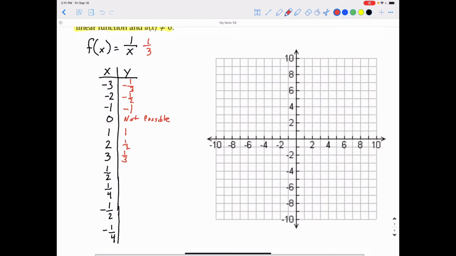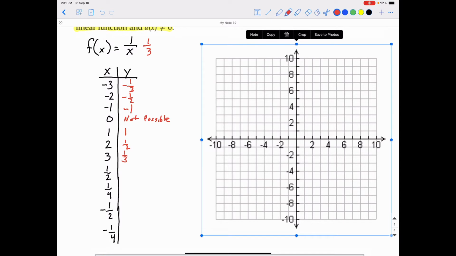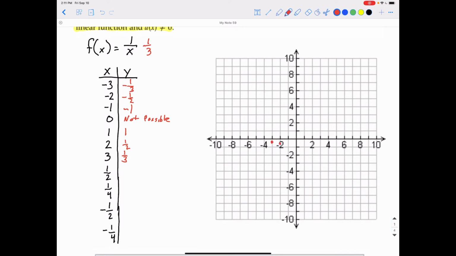So let's graph those. We'll have -3, -1/3, which is about right here. -2, -1/2 is not too far over, not too far below that. -1, -1 is right there. And I said that 0 cannot be used for x, so we wouldn't have anything at 0, 0. Then we would have 1, 1, 2, 1/2, and 3, 1/3. That really doesn't give me a very good indication what the graph looks like. So let's go further a little bit.